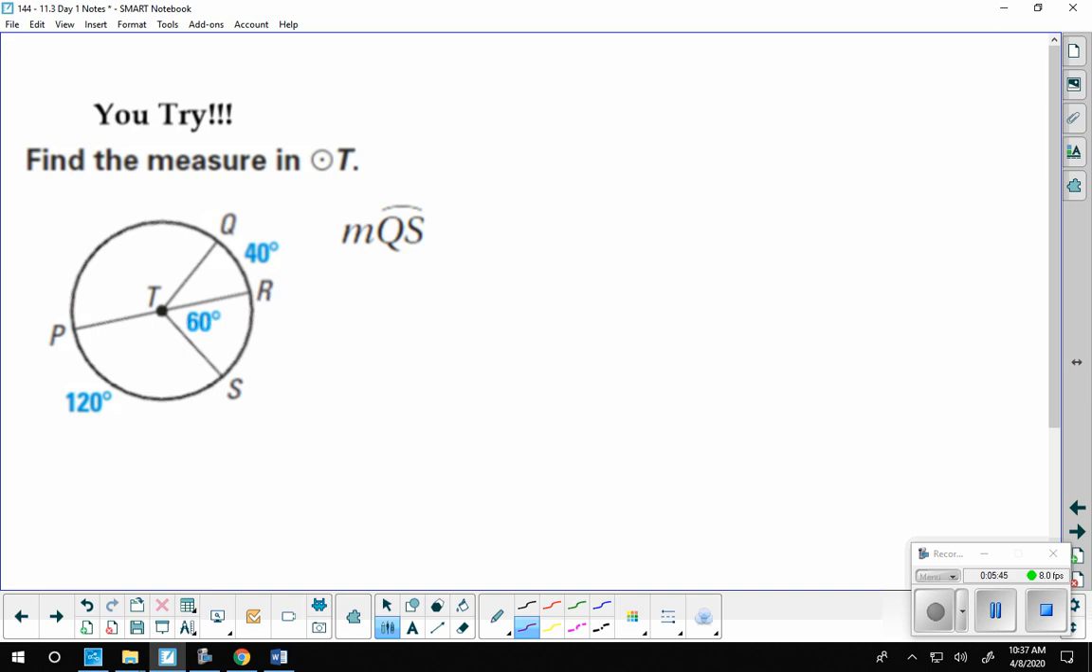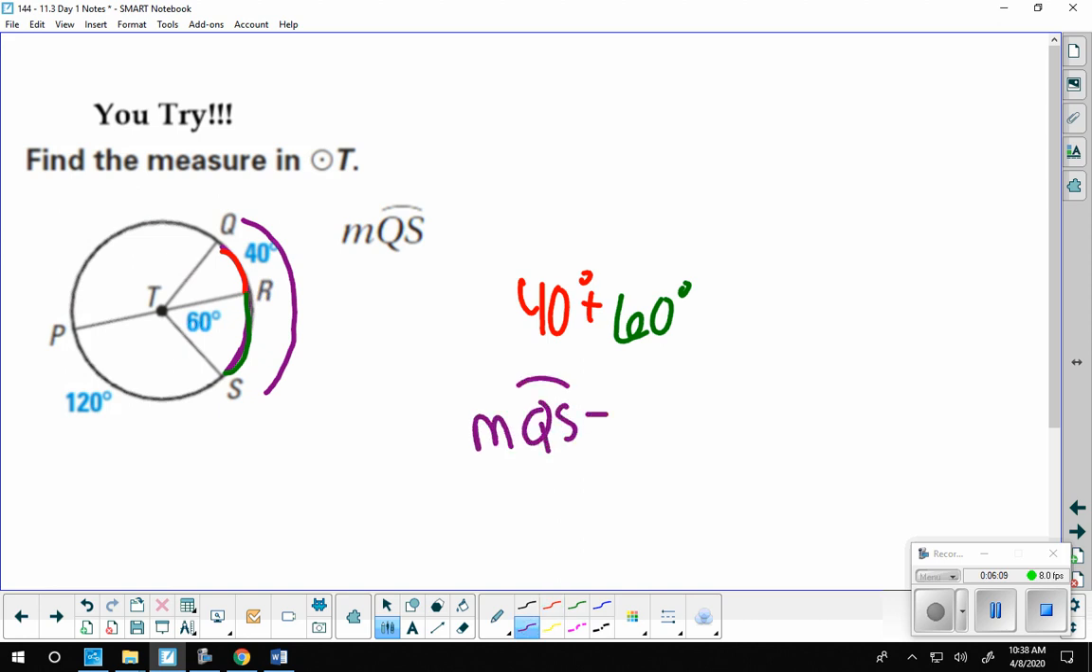So find the measure in circle T. We want the measure of QS. So Q to S, that's from here to here. So I need to add this 40 degrees plus this 60 degrees. So 40 plus 60 is 100 degrees. So the measure of arc QS is 100 degrees.